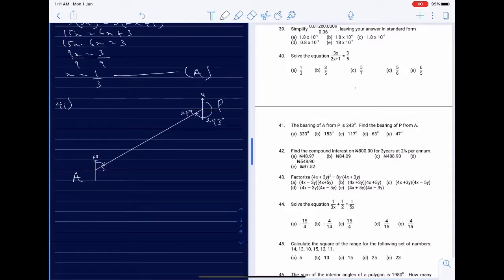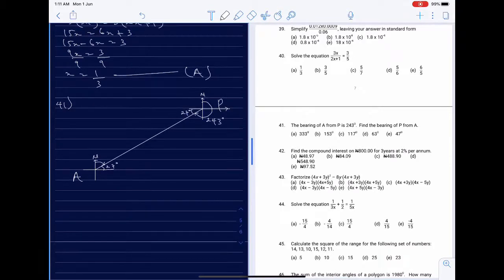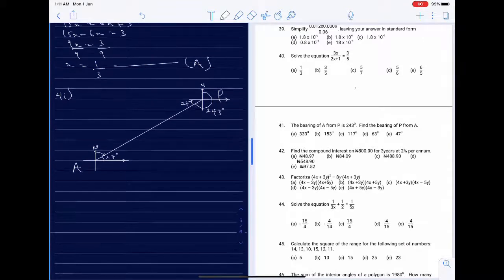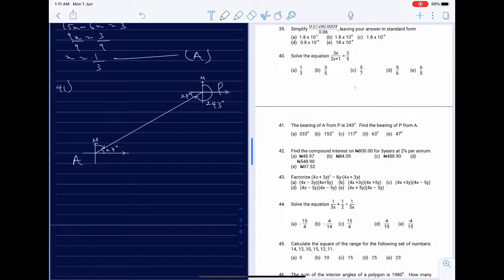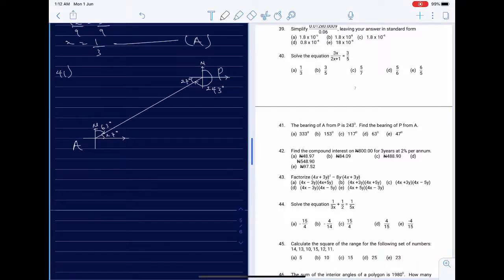And if that's 27, this angle is also 27, because they are alternate angles. We know that this line is parallel to this line. So those two angles are alternate angles. And if this is 27, the bearing of P from A is going to be 90 minus 27, which is 63 degrees. That's 63 degrees.